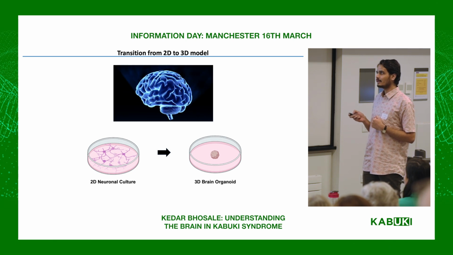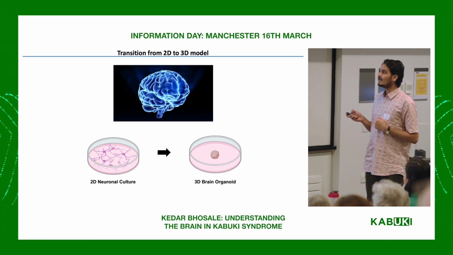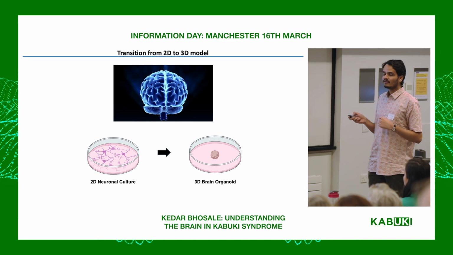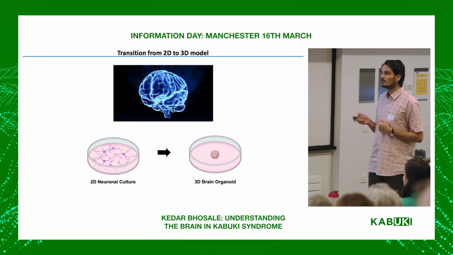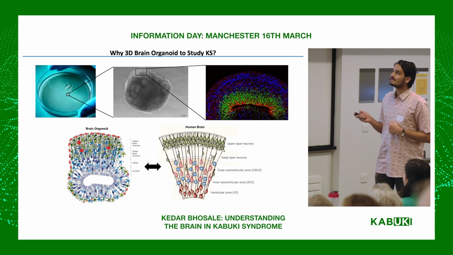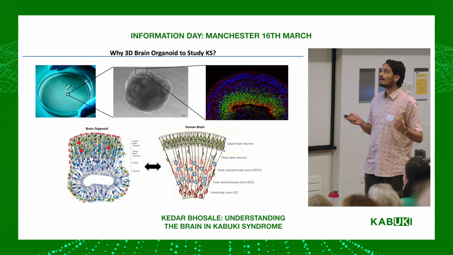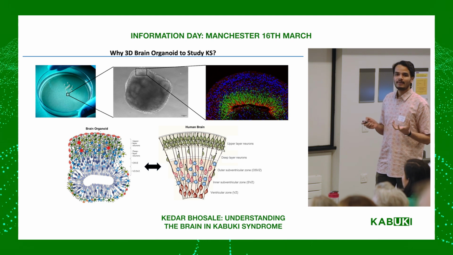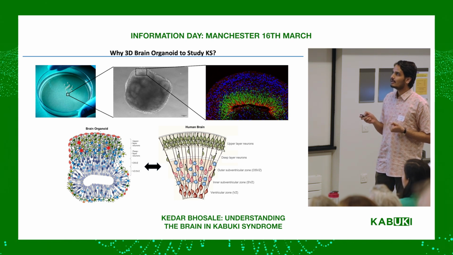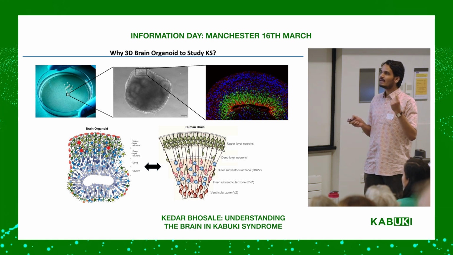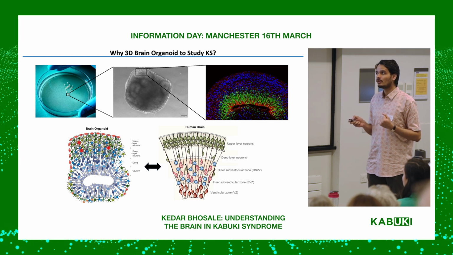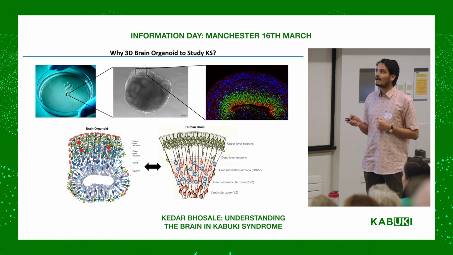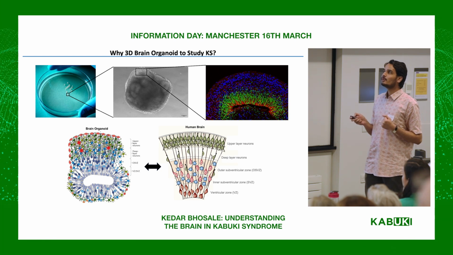These brain organoids are nice 3D structures that we will be using ahead in our research to study the brain in Kabuki syndrome. So what are these brain organoids and why are they important to study? If you look at a petri dish in our laboratory, these are like 2-centimeter ball-like structures, which we call 3D brain organoids, and they are very important to us.